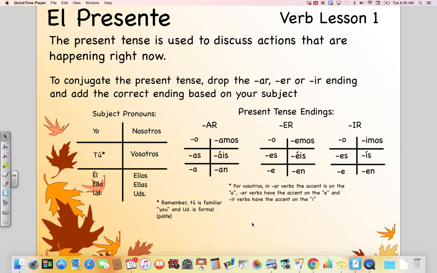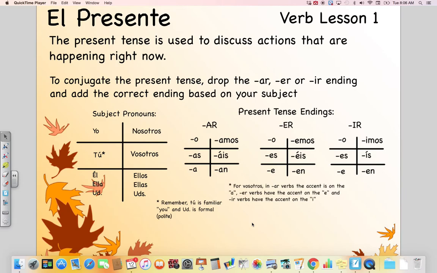In order to do that, what we have to do is take our infinitive. Remember that an infinitive is a verb that ends in AR, ER, or IR. We're going to drop that ending, that AR, ER, IR, and we're going to add a new ending based on the subject of our verb.